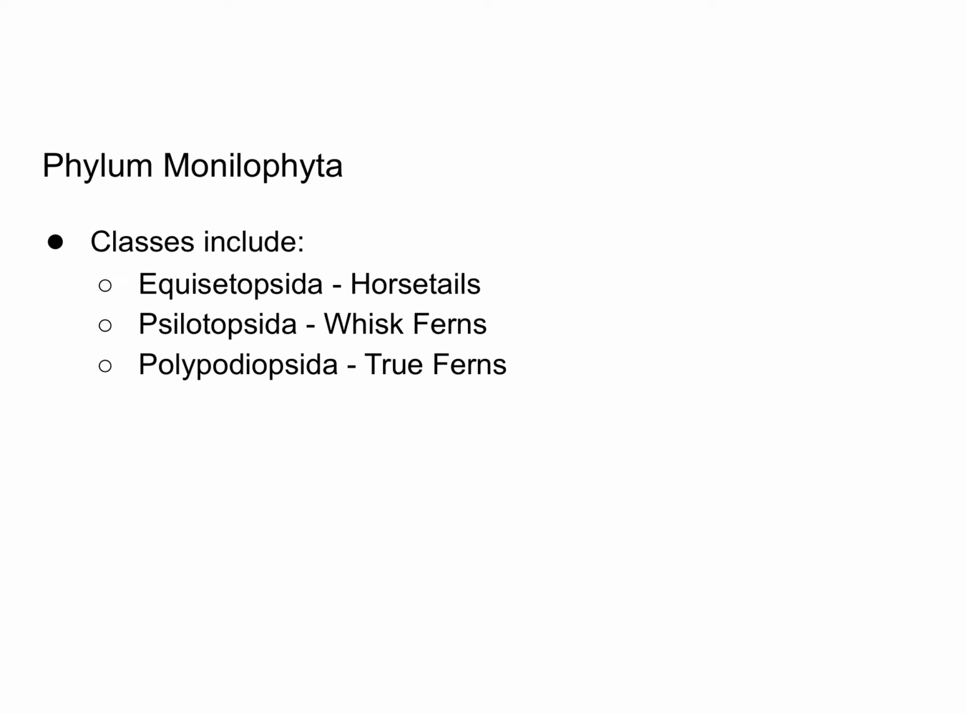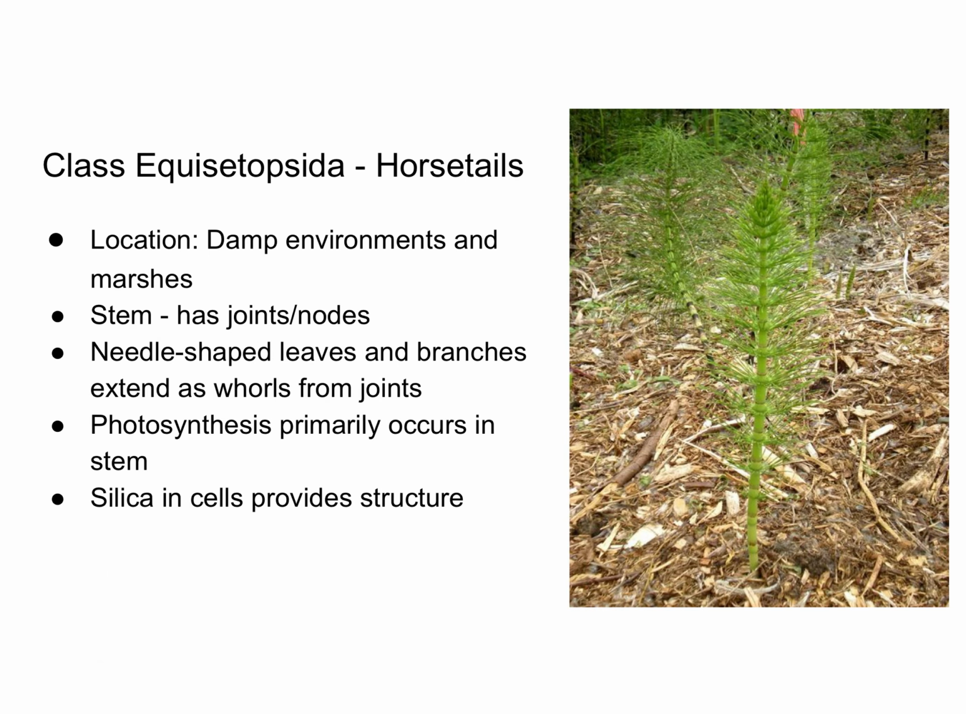Now we'll talk about phylum Monilophyta. There are three classes associated with this phylum. There are the horsetails, the whisk ferns, and the true ferns. So starting with the horsetails, first of all, if we look at the name, and I apologize that I don't know how to pronounce this, Equisetopsida, we'll say, but think of equine equals horse. And so the name of the class goes along with the common name of a horsetail.